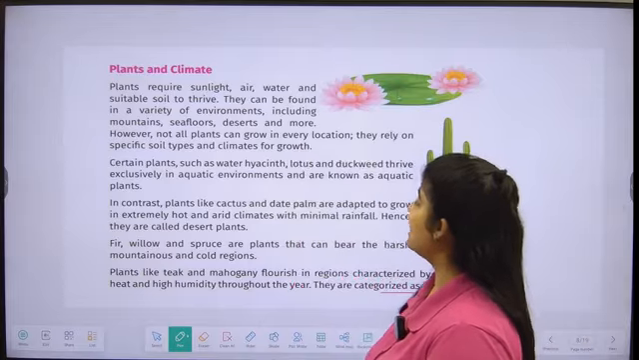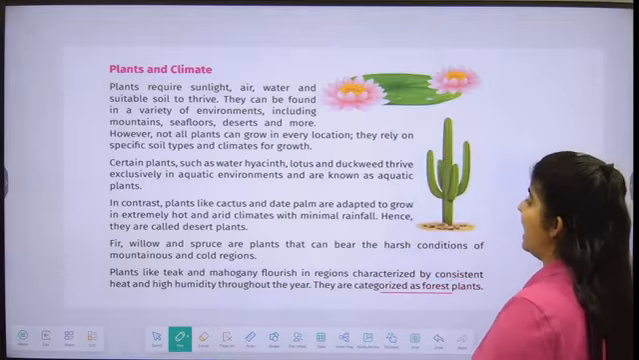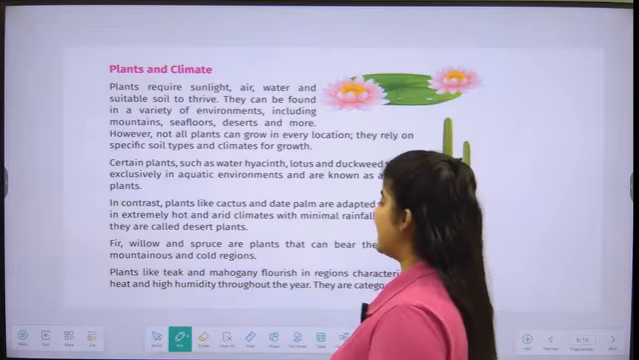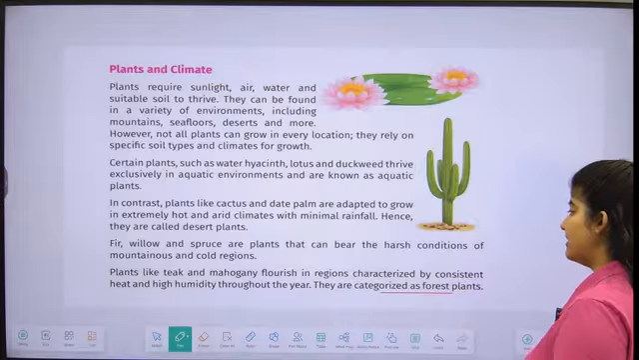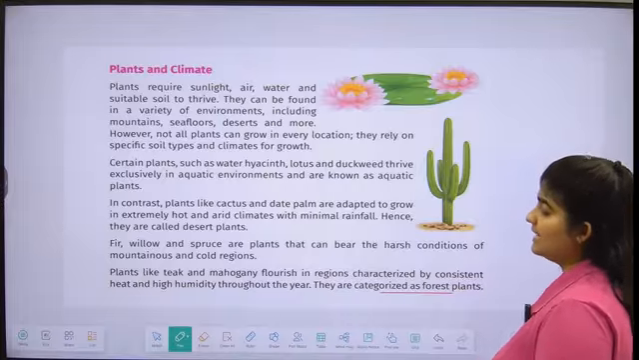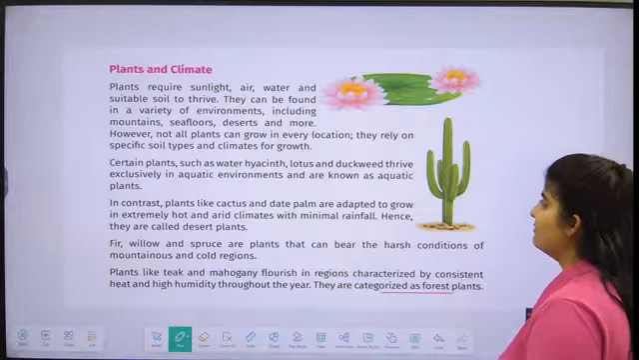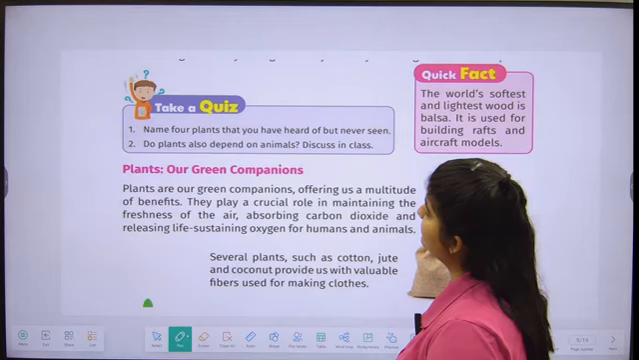Willow and spruce are plants that can bear the harsh conditions of mountains and cold regions. Plants like teak and mahogany flourish in regions characterized by consistent heat and high humidity throughout the year. They are characterized as forest plants. So we have many different kinds of plants around us.